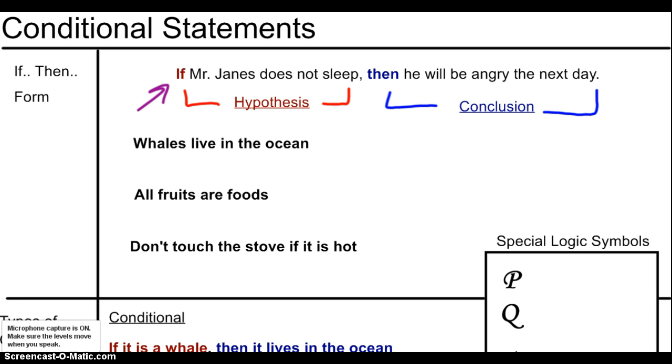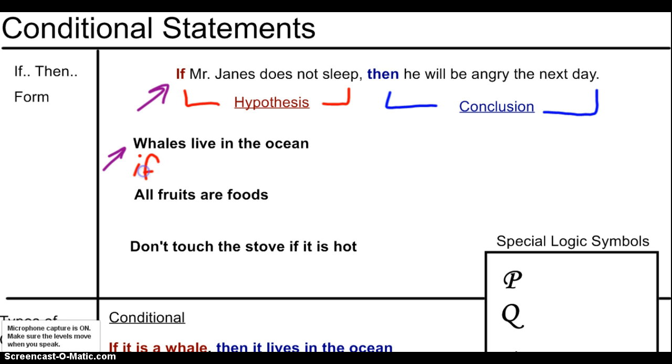Oftentimes, conditional statements or if-then statements have some sort of cause and effect. So if Mr. James does not sleep, that's your cause or hypothesis. Then he'll be angry the next day, that's your effect, that's your conclusion. But not always, right? Like if we look at this next one, whales live in the ocean. How would I write that as an if-then statement? Well, here's what I would do.